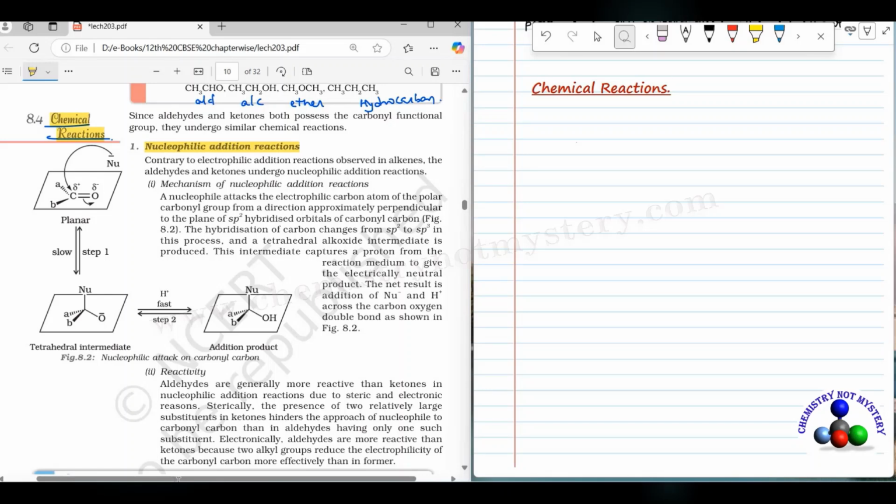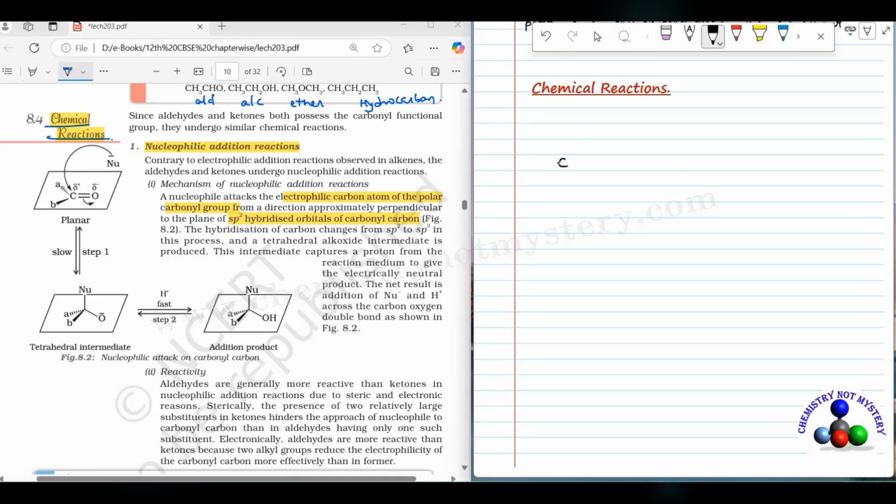Here is the mechanism of nucleophilic addition reaction. A nucleophile attacks the electrophilic carbon atom of the polar carbonyl group from a direction approximately perpendicular to the plane of sp2 hybridized orbital of carbonyl carbon, as it is shown in figure 8.2. So let's try to understand the mechanism.